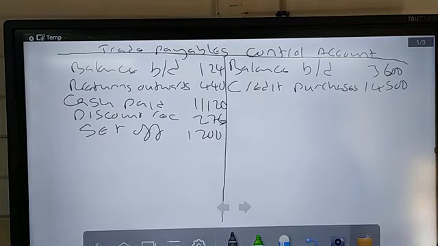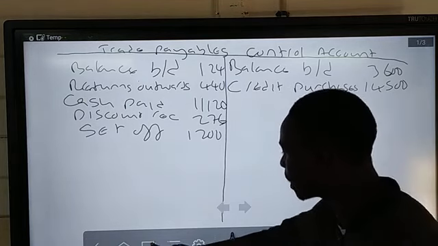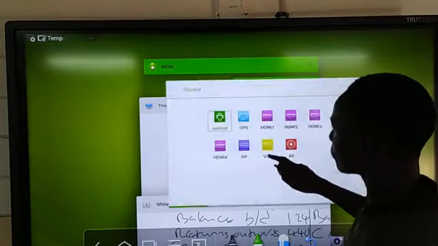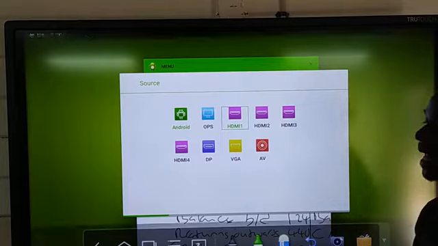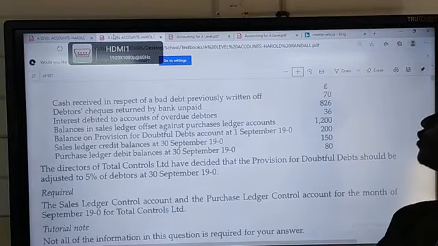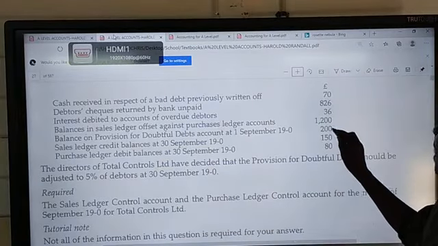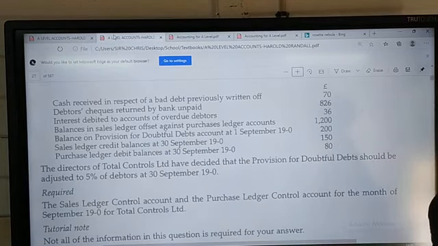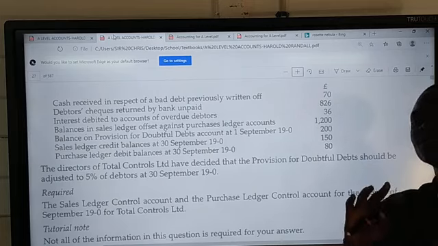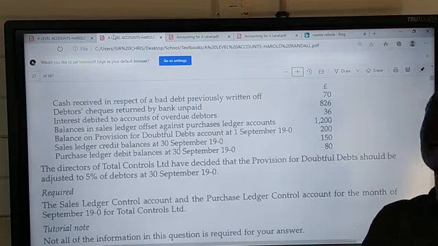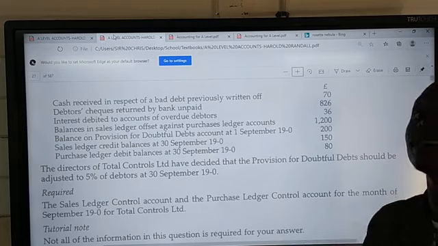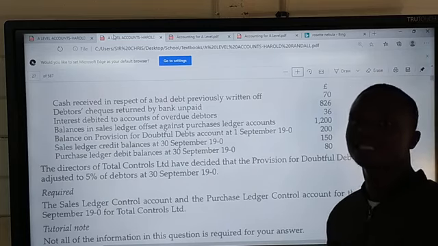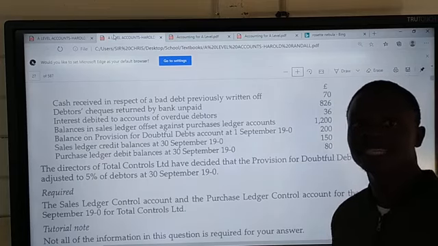The next item, if we go to our question, we have balances on provision for doubtful debts. This one is not recorded in the control account. Remember, we said provision is an estimate. So you are not sure whether the customer is able or unable to pay. It's different from bad debt. A bad debt provision is an estimate, so it does not reduce the debtors.